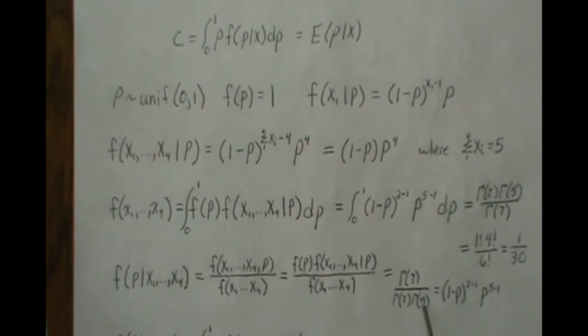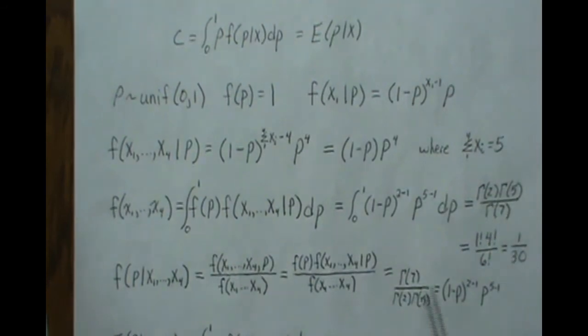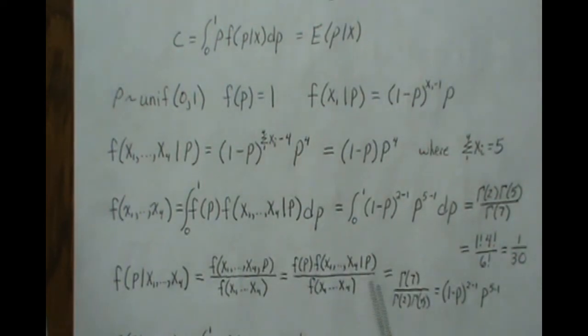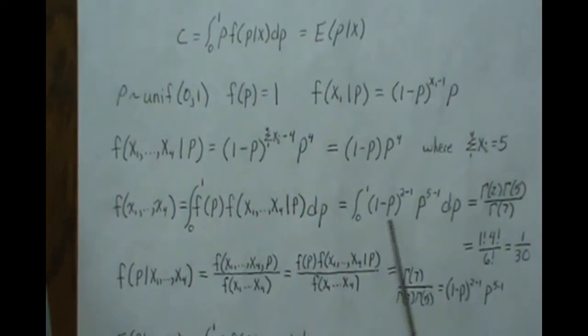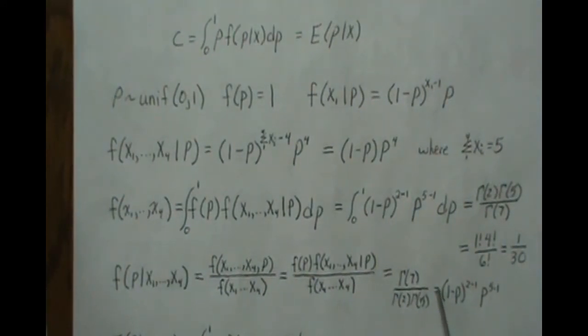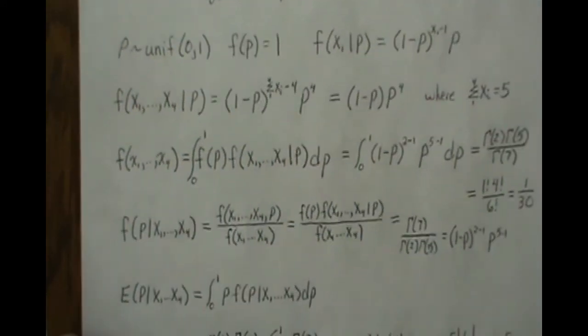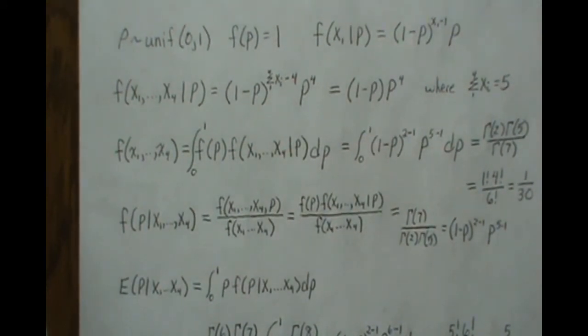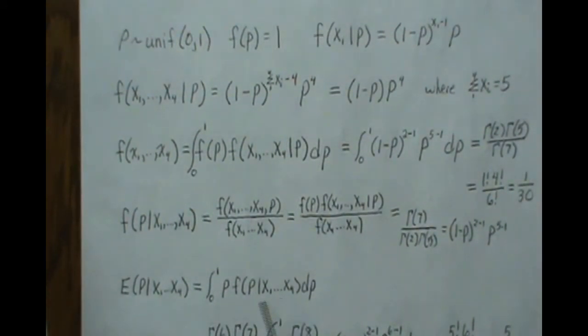That should be a times, because when you invert and multiply, you get this, and then this density is this, which we just found up there. So that should be a times. So now the expected value of this is you just put in P and then times the density.